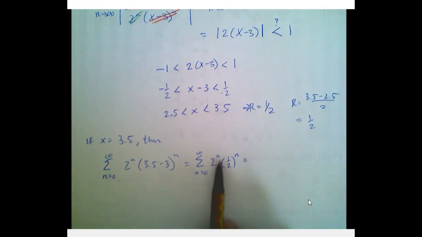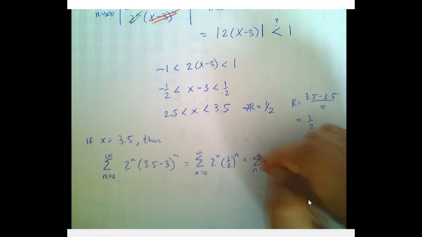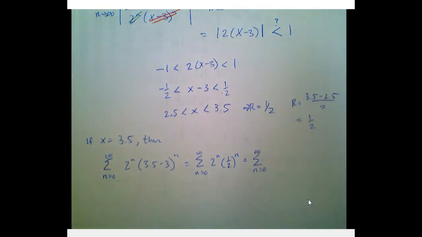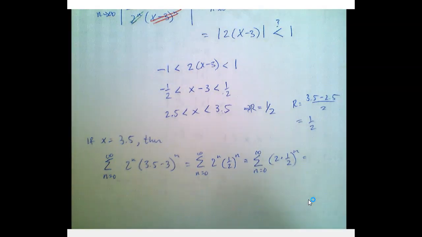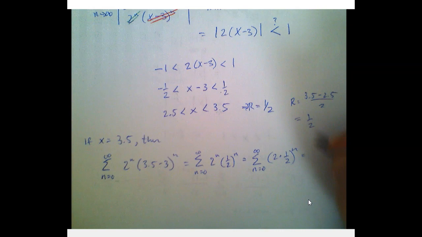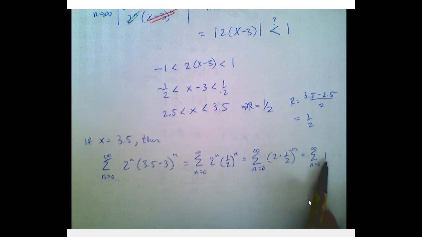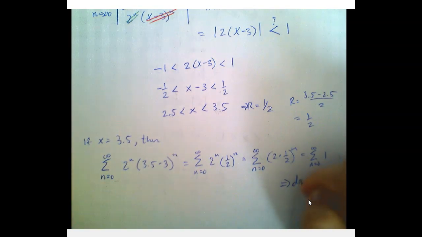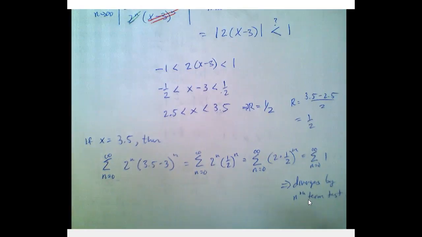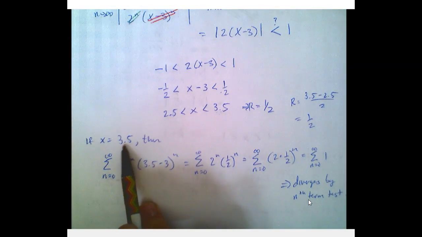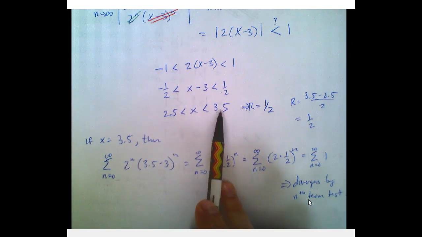Because these are the same power, we can just multiply the insides and raise it to that power. So this is like 2 times 1/2 all to the n. And this is 1. Of course, this diverges, right? Diverges by nth term test. The limit of 1 is 1, not 0. So we do not have convergence when x is equal to 3.5, but right before it, it'll converge.